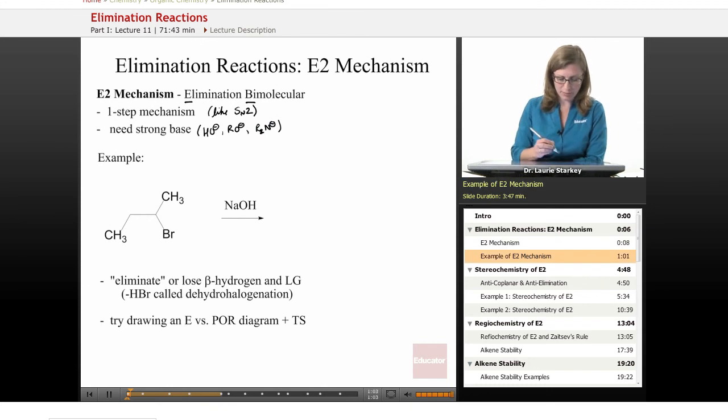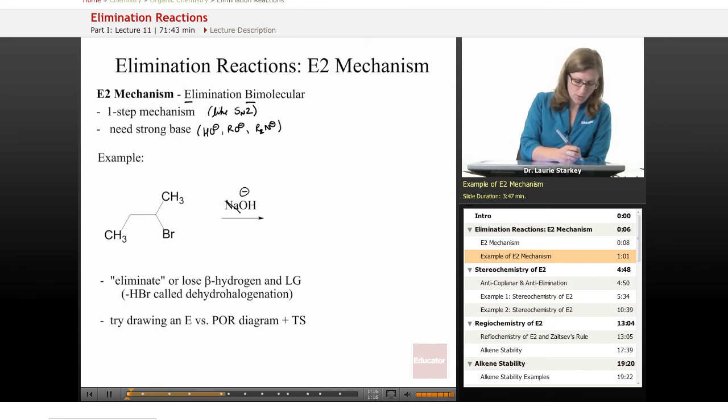And here's an example of one. We'll start with an alkyl halide, and we'll react it with sodium hydroxide. That's a nice strong base. And what do bases do? Bases go after protons. The proton we're going to attack is located right here. It's not on the same carbon as the leaving group.